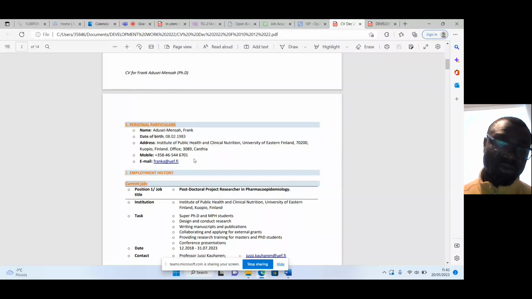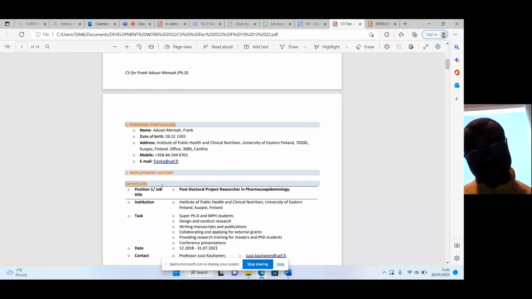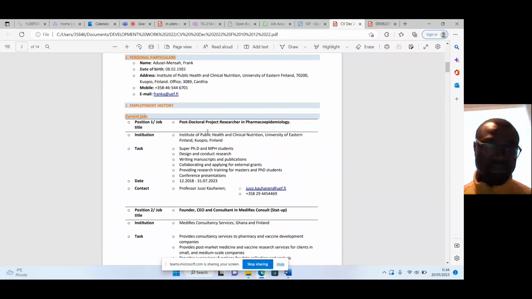And then we have employment history, both current and previous employment history. And then you go to research, especially if you're applying for a research grant. Under research, we have different sections. And so here, section 2 is the employment history. Here we have the current job, so you have the job title, the institution where you worked, and the tasks you were doing.